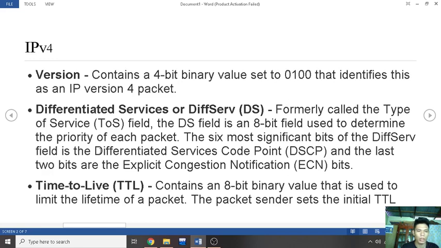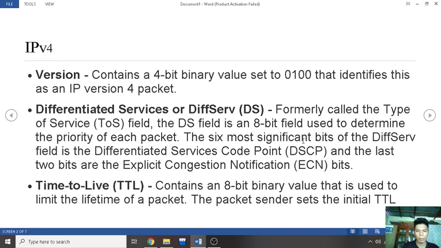Differentiated services, or DS, formerly called the type of service field. The DS field is an 8-bit field used to determine the priority of packets. The 6 most significant bits are the differentiated services code point, and the last 2 bits are the explicit congestion notification bits.